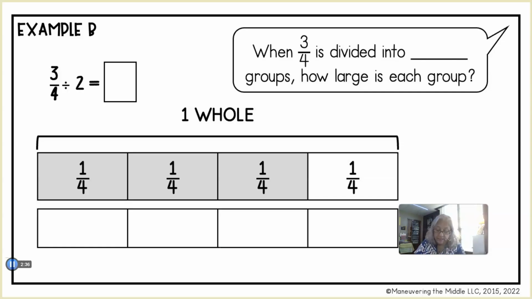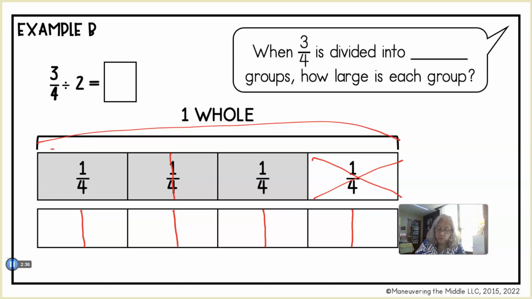then I need to divide each fourth in half. So let me explain why. If this is 3/4, this is 1/4, 2/4, 3/4. Let me divide this 3/4 in 2. That'd be like dividing it right here. Well, that means I have 1 here and 1 here. Well, I need to do that to each one of my groups now. So I'm going to do it here, and here, and here. Why am I doing it here at the end? Because this is 1/4, so it also has to be divided in half, because we're dealing with a whole here.